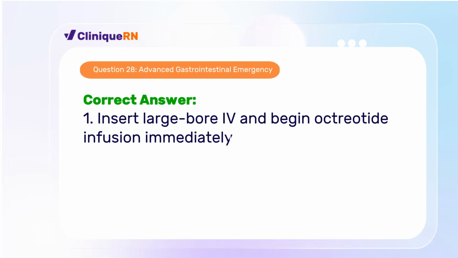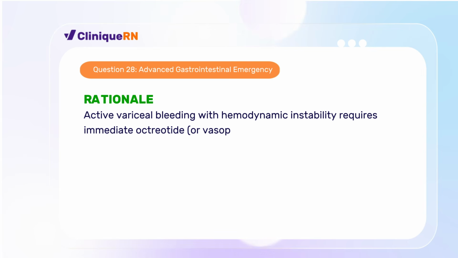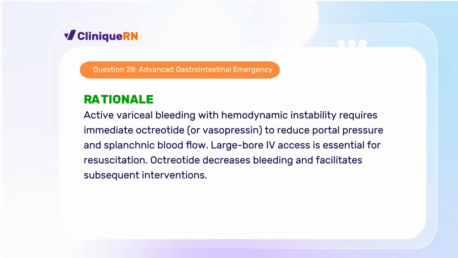The correct answer is 1. Insert a large bore IV and begin octreotide infusion immediately. Rationale: active variceal bleeding with hemodynamic instability requires immediate octreotide, or vasopressin, to reduce portal pressure and splanchnic blood flow. Large bore IV access is essential for resuscitation. Octreotide decreases bleeding and facilitates subsequent interventions.